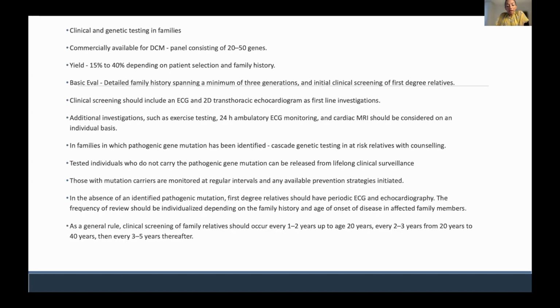In the absence of any identified pathogenic mutation, first-degree relatives should have periodic ECG and echo as well. And the frequency should be individualized depending on the family history and the age of onset in affected family members. Generally, you want to screen relatives about every 1 to 2 years up to the age of 20, and after that, every 2 to 3 years. And then once they're older, then every 3 to 5 years or so.